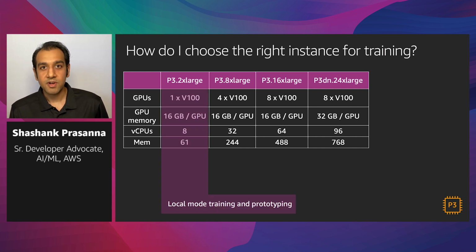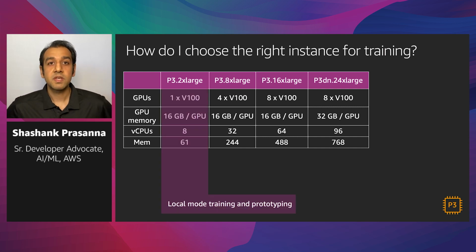If you're training and prototyping, you should use a P3.2xlarge, which is a single GPU instance. It gives you a single V100 GPU with 16 GB memory. And this is great for local training, testing, developing, and prototyping.